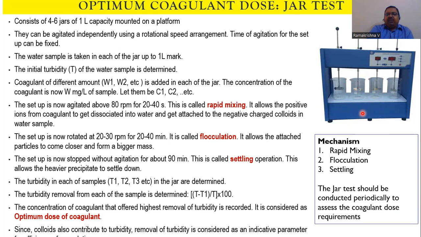So this is where we have to regularly check the turbidity removal using the coagulant dose. We have to use the jar test more frequently and regularly monitor how much coagulant is to be added for effective removal of the suspended solids in the raw water. So this is about the jar test. This is how we use it in the laboratory to find the optimum dose of the coagulant.